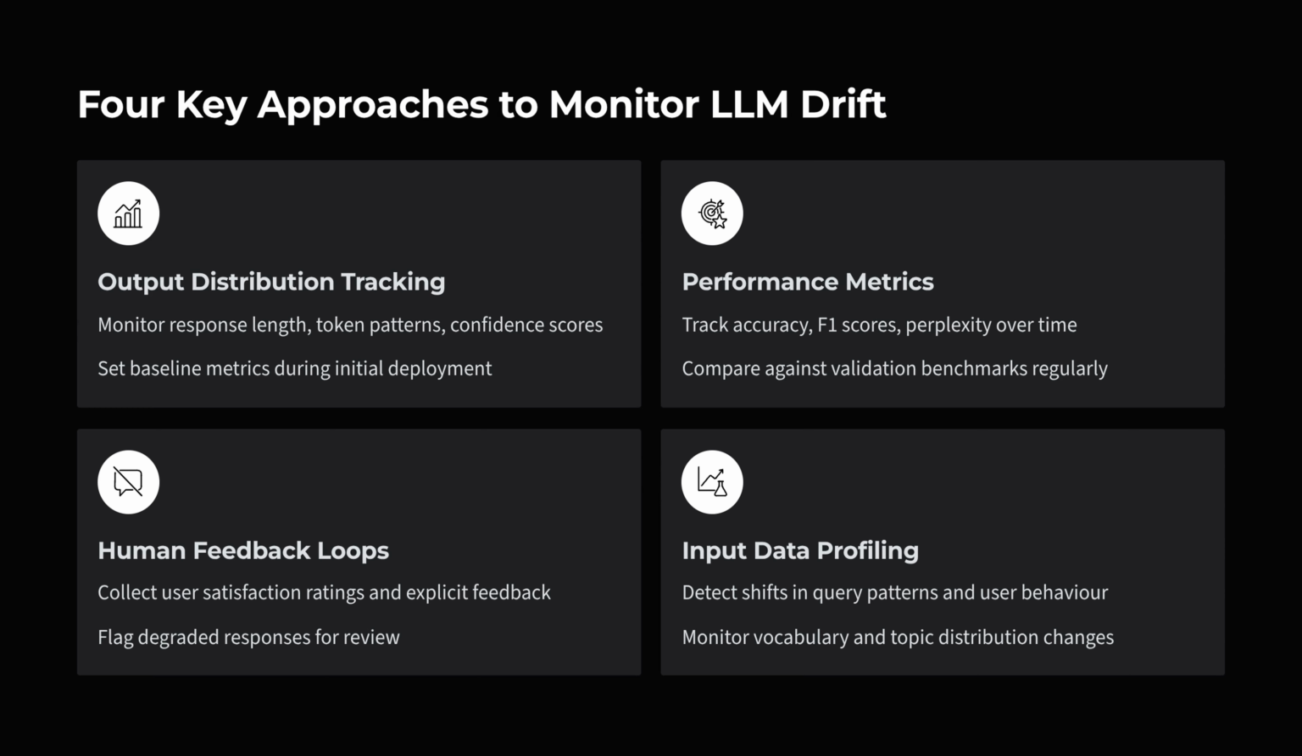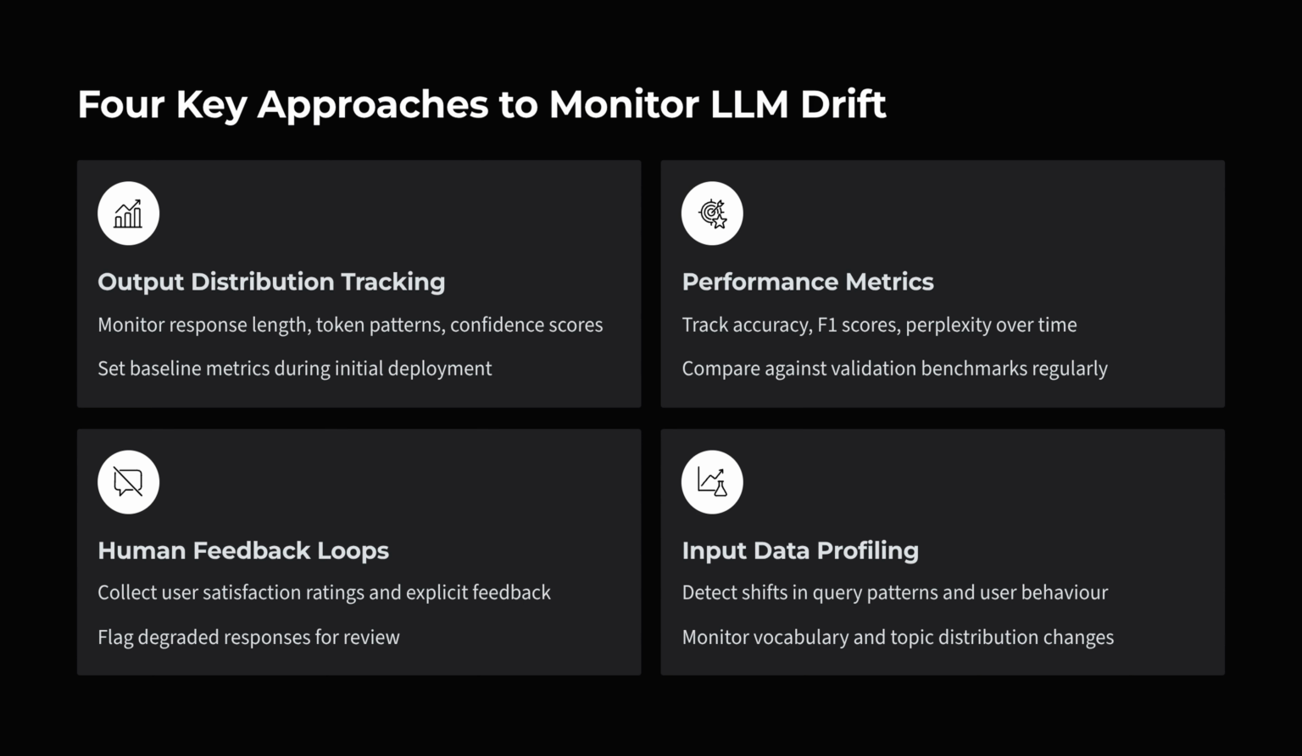4 key approaches to monitor LLM drift. A simple way to picture drift monitoring is to imagine 4 sensors working together. One watches output distribution, listening for changes in response length, token rhythm, or confidence, almost like noticing when someone speaks faster or slower than usual.